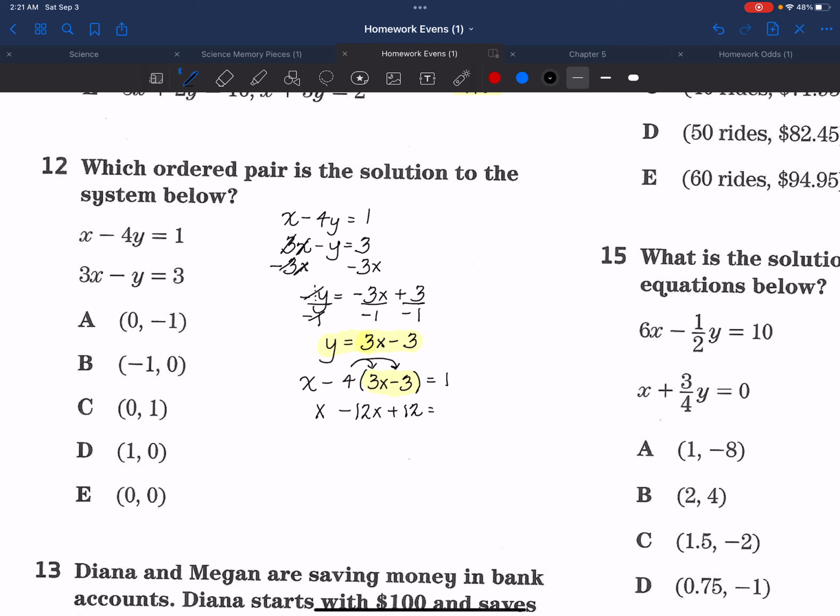So x minus 12x is negative 11x plus 12 equals 1. Negative 11x equals, move the 12, negative 11. Divide by negative 11, and you will end up with an x being a 1. So I like option D for this one because it is the only point in which the x value is a 1.